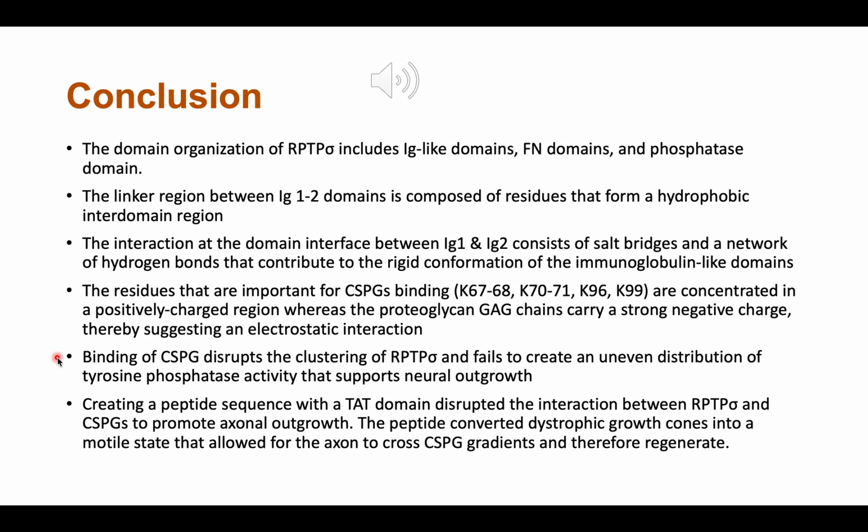And the binding of CSPG to the receptor disrupts the clustering of RPTP sigma and fails to create an uneven distribution of tyrosine phosphatase activity that would support neural outgrowth. And by creating a peptide sequence with a TAT domain, researchers disrupted the interaction between RPTP sigma and CSPGs to promote axonal outgrowth. The peptide converted dystrophic growth cones into a motile state that allowed axons to cross an inhibitory gradient made up of CSPGs and therefore regenerate and establish behavioral recovery.